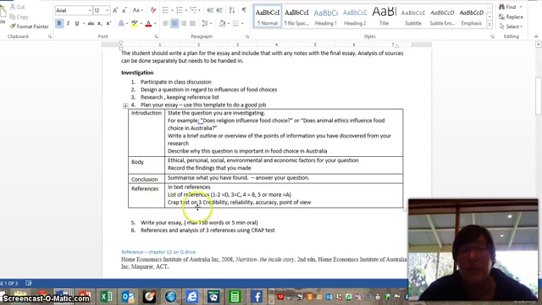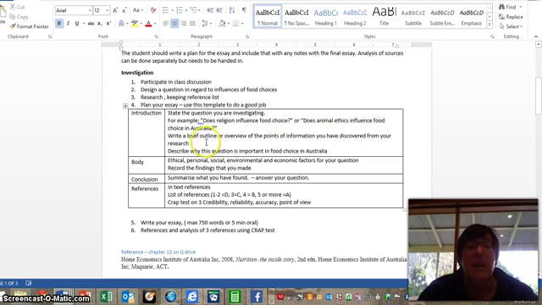Okay, so I've set up a little bit of a template for you. So if you set up a Word document and you put in first the introduction, body, conclusion, references, and actually if you just copy this into there and say, right, okay, now I know what I need to do for each section. And the first part of it is the introduction, and it says state the question you're investigating. 2 examples there: Does religion influence food choice, or does animal ethics influence food choice in Australia?